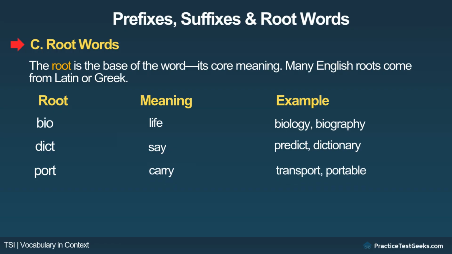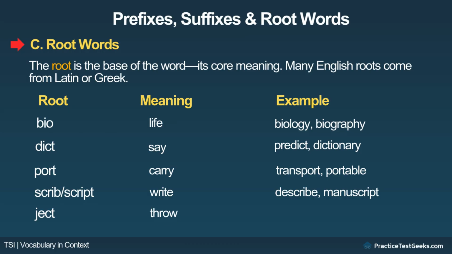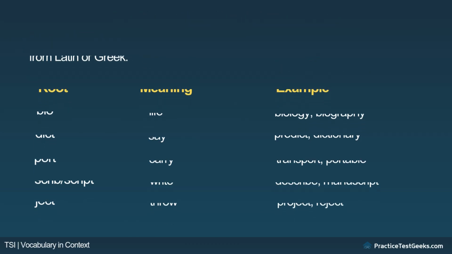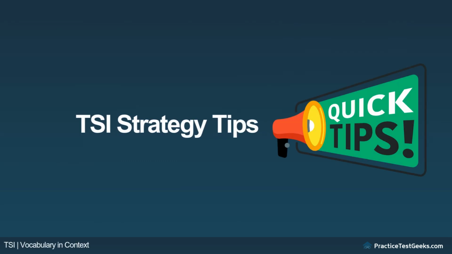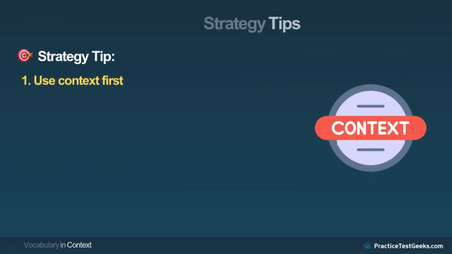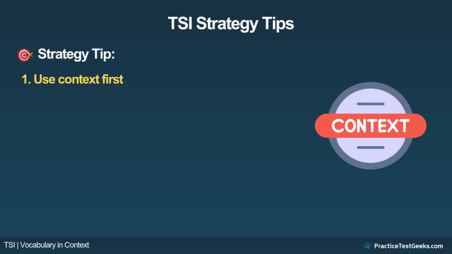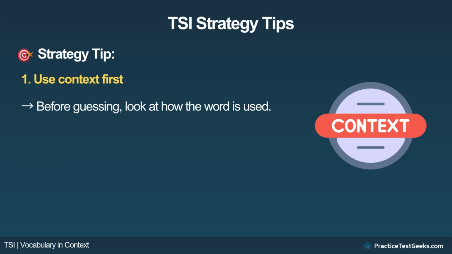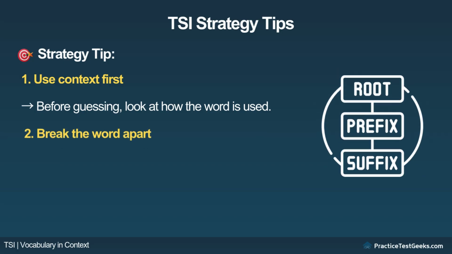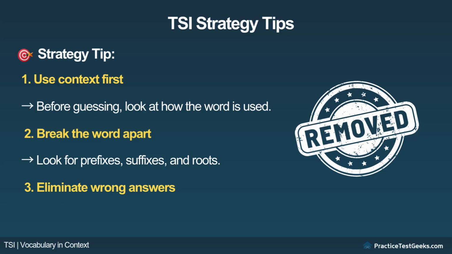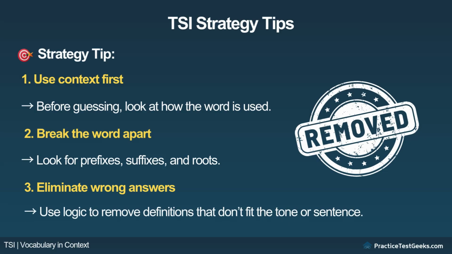Port, meaning carry. Example: transport, portable. Scrib or script, meaning write. Example: describe, manuscript. Ject, meaning throw. Example: project, reject. Now let's wrap up Part 3 with some smart TSI strategy tips. 1. Use context first. Before guessing, look at how the word is used. 2. Break the word apart. Look for prefixes, suffixes, and roots. 3. Eliminate wrong answers. Use logic to remove definitions that don't fit the tone or sentence.